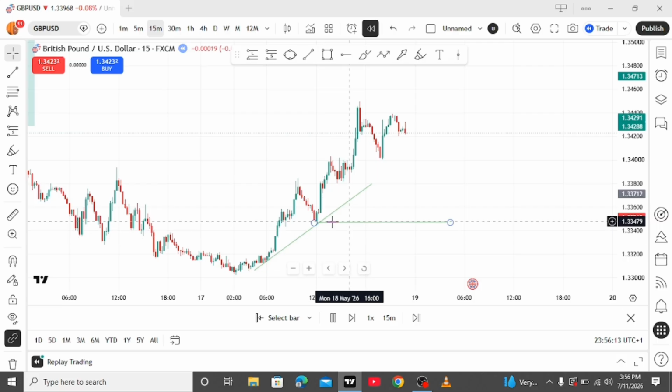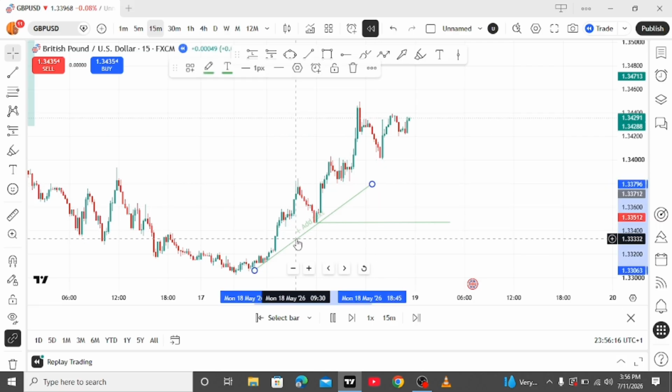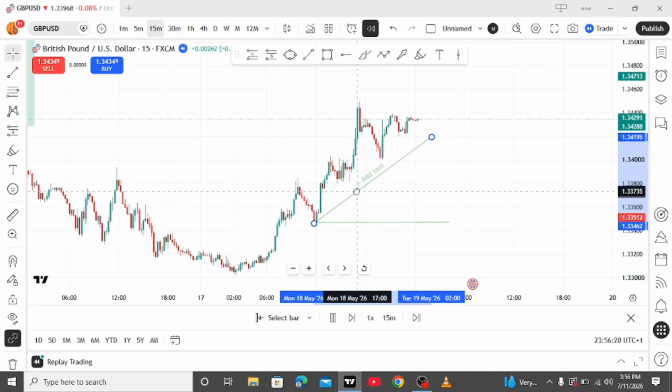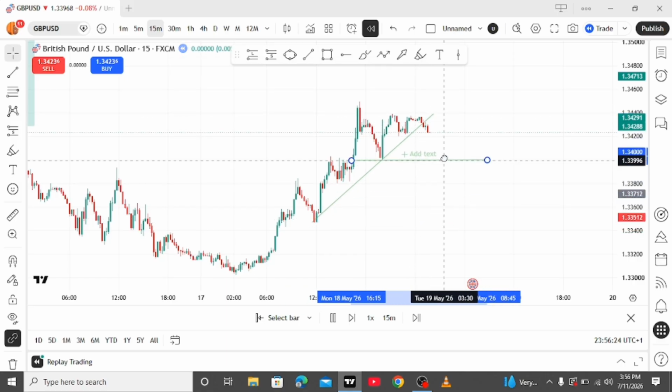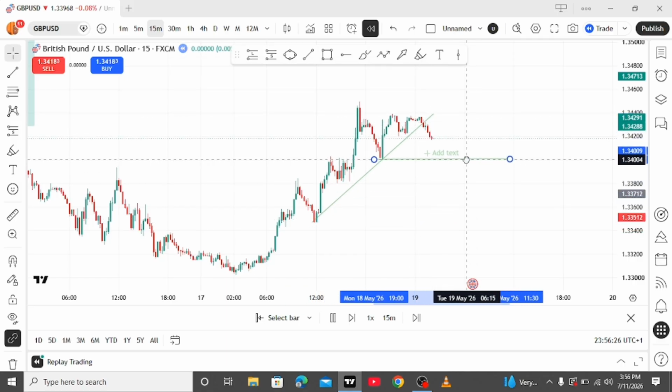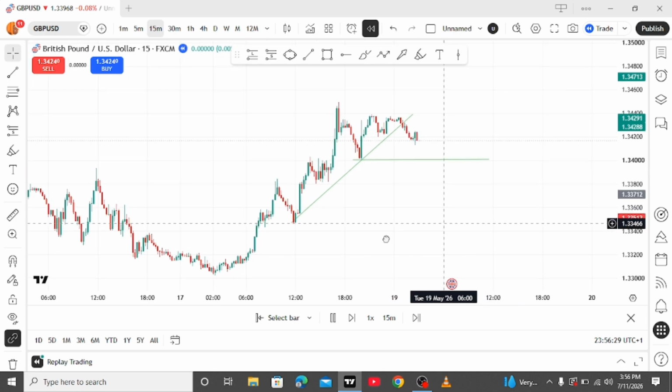Okay, the market seems to be moving very much higher, so we can adjust our trend line up here, and then we are waiting for the market to break this low before we can enter for a sell in this market.